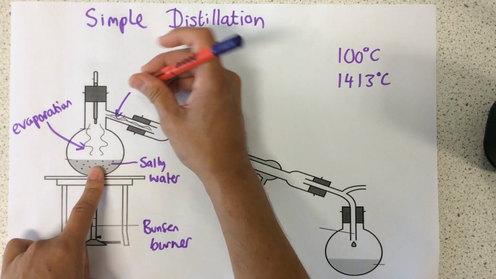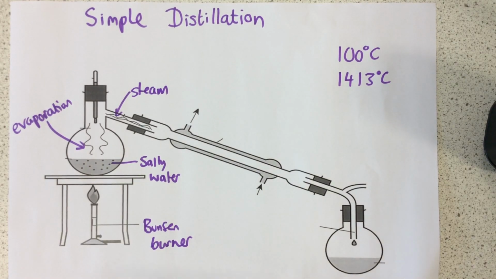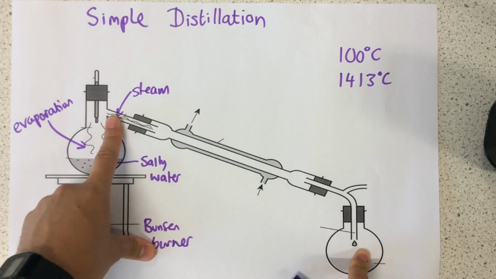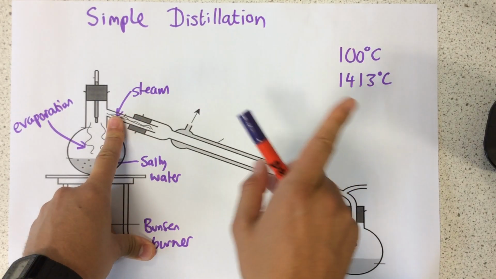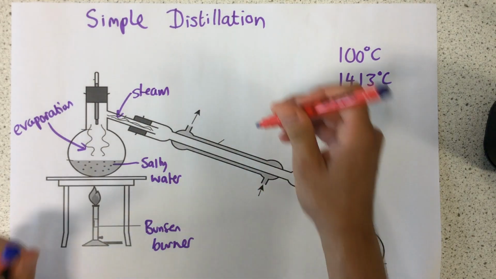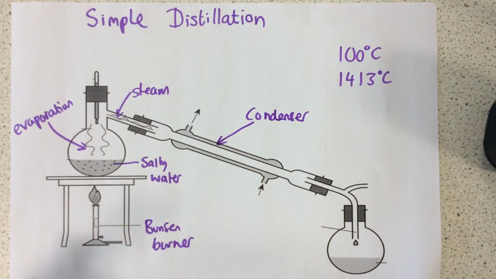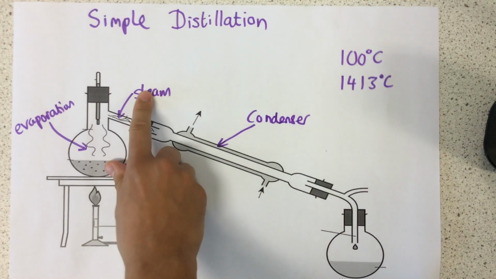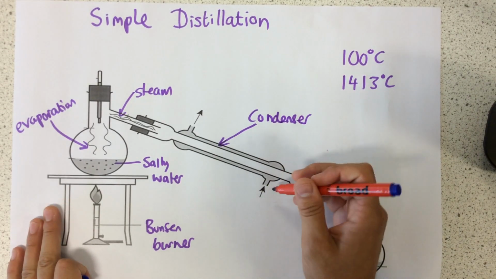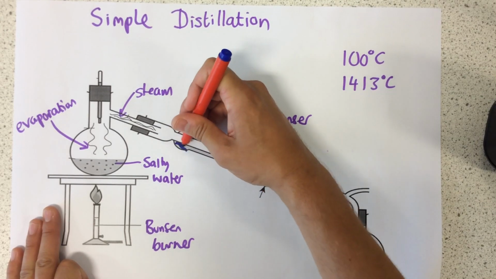Here we can see we have steam that starts to travel down this part here. Now, obviously the whole point is we want to be able to collect our liquid water at the end. We don't want steam, so we need to turn the steam back into liquid water. And to do that, we use this bit of equipment here, which is called a condenser. Now the condenser needs to cool down the steam to turn it back from a gas into a liquid.